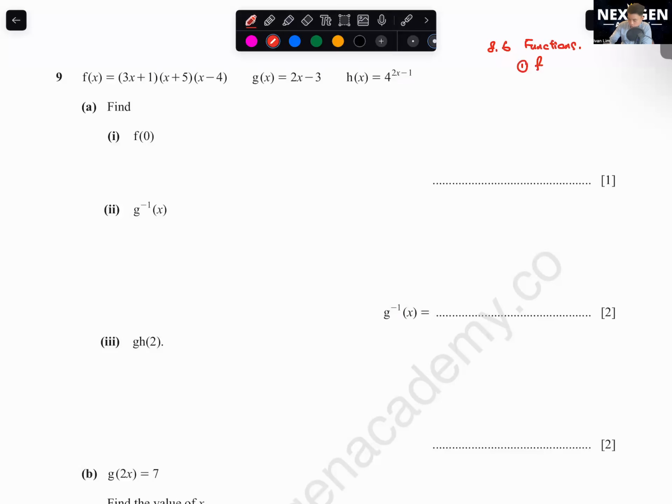Number 1, you need to know how to do your normal function. Number 2, you need to know how to do composite function. Number 3, you need to know how to do inverse function.